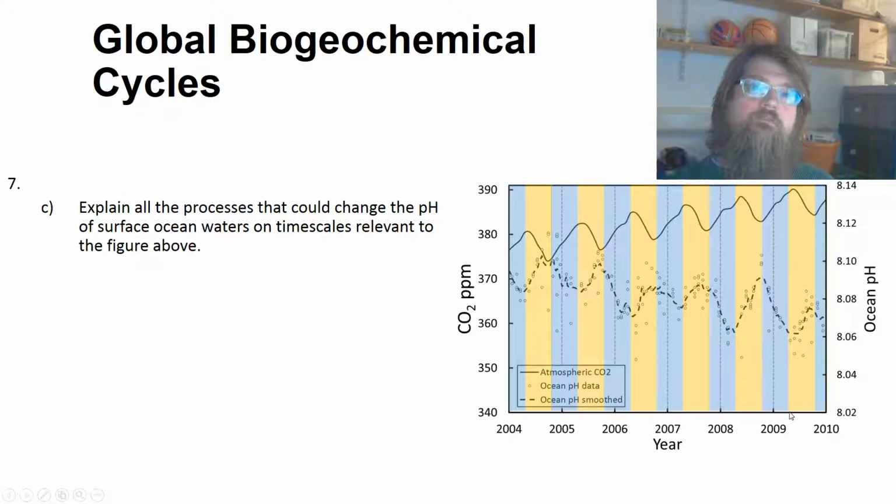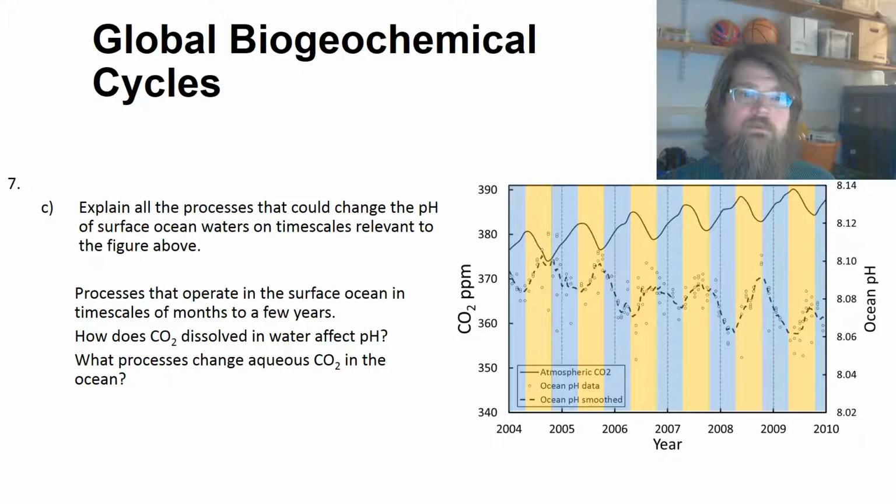So there are processes that could change the pH of the ocean over longer time scales, so over maybe hundreds or thousands of years, but that's not what the question is asking. The question is really focusing in on processes that can happen on very short time scales, and can affect parts of the ocean, not necessarily the whole ocean. So let's have a look at what those could be.